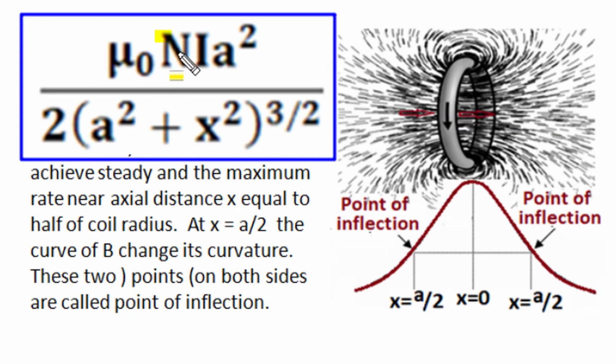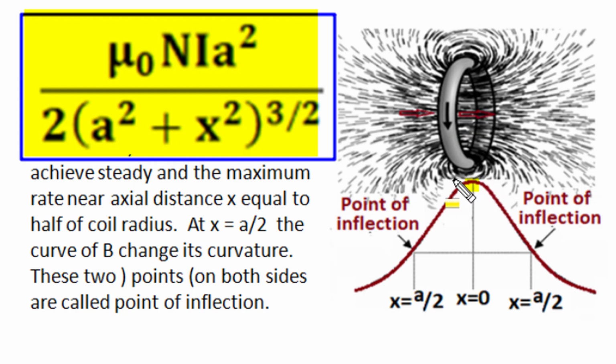For a coil of n turns and radius a, the magnetic field flux density on its axis at axial distance x, with current I, is given by this expression. This clearly indicates that as x increases to either side of the coil, the magnetic field flux density decreases, and for x equal to 0 at the center, the magnetic field flux density is maximum, mu 0 n I upon 2a.